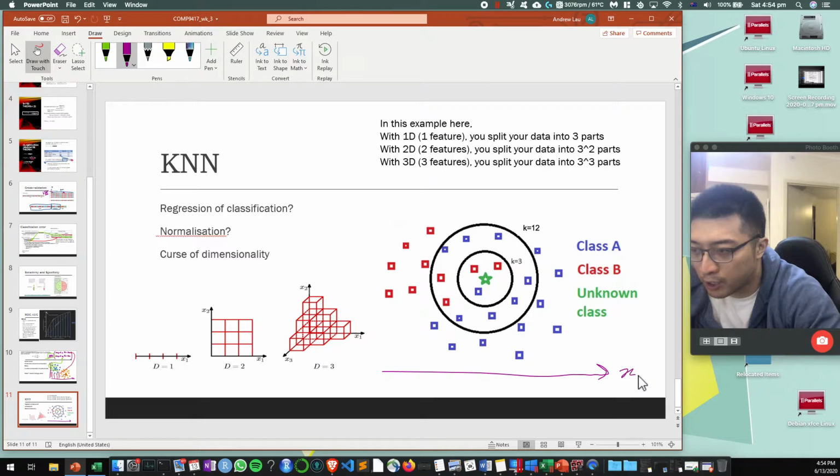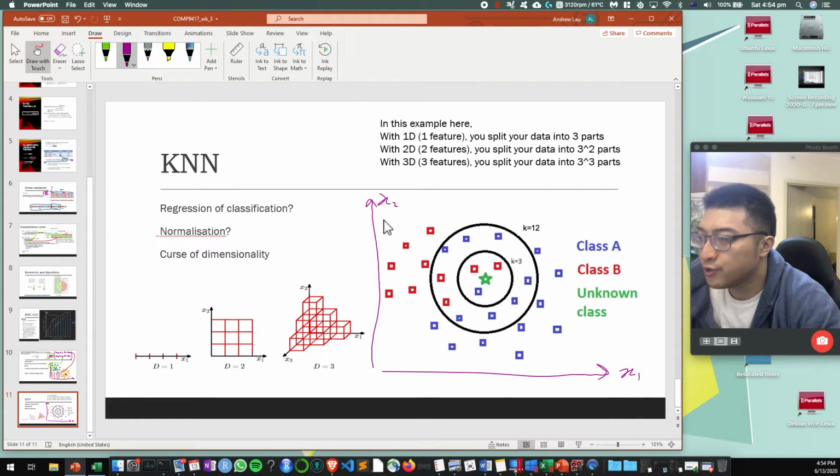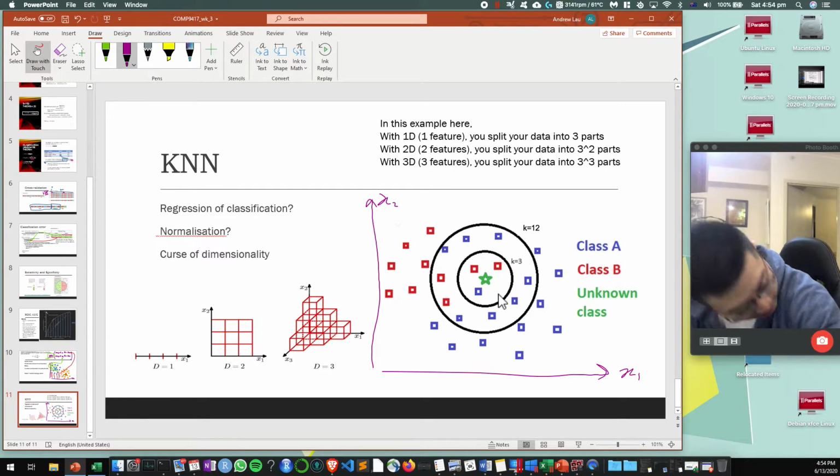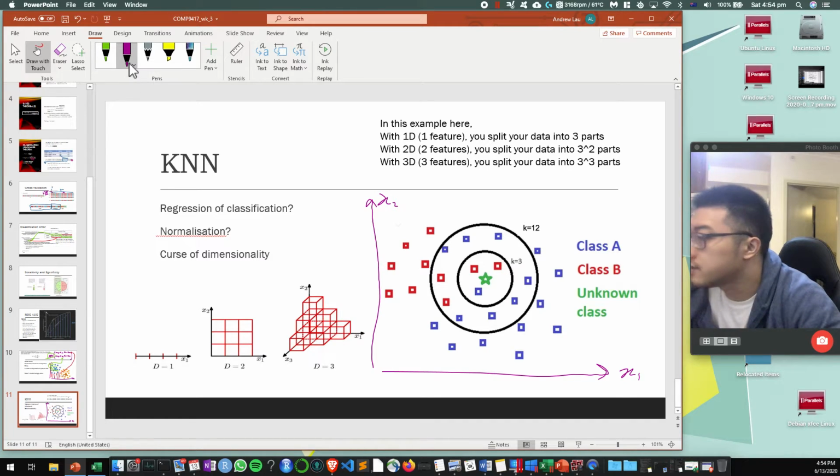And this is your feature 1, and this is your feature 2, right? Now you use your distance metric for all of this, right? And let's say you have an unknown data point, the green guy here. Now what you do is you calculate the distance from the green guy to every single other point.